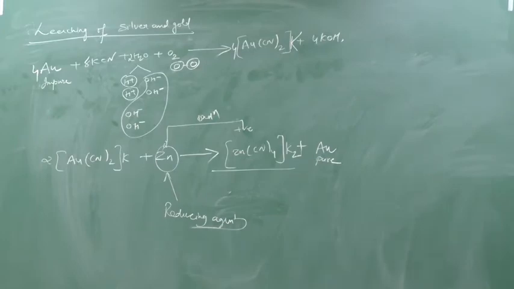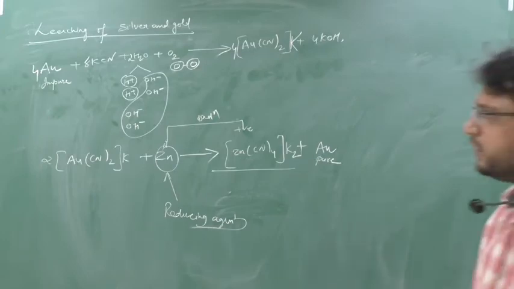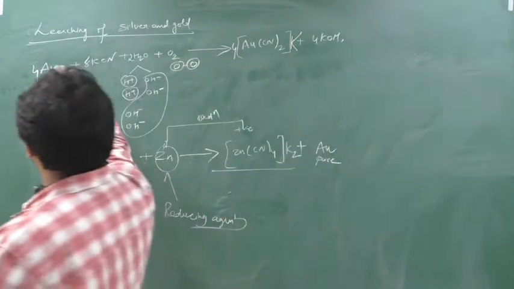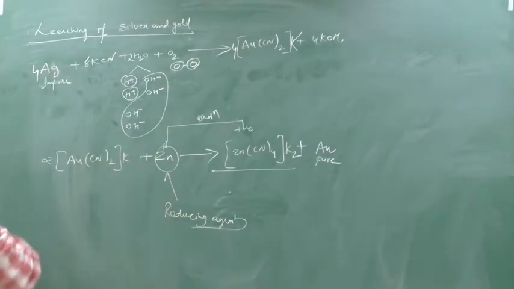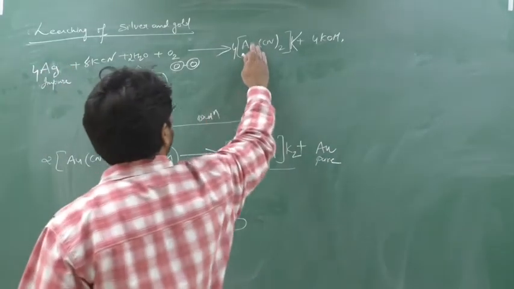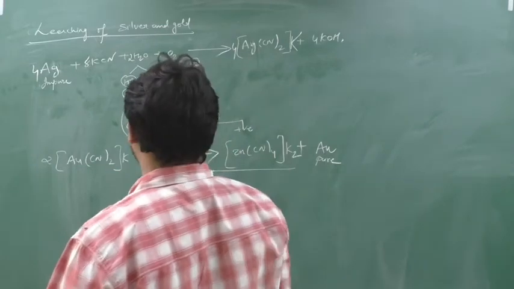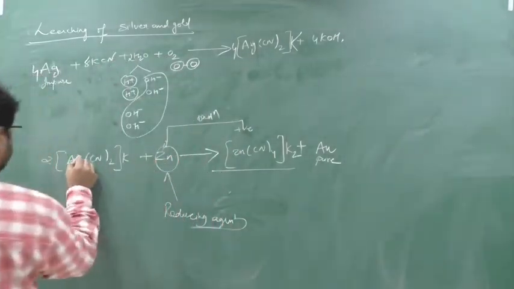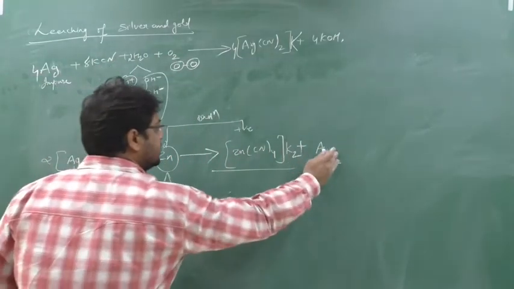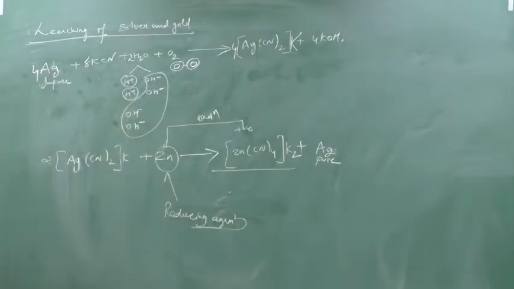Clear? And I have told another reaction of silver also. That also you can write, and this way also you can write. Here instead of Au, I write down Ag, which is impure. So here Au, Ag will come. Then here Au, Ag will come. Here Au, Ag will come. So in this way I can purify the silver also. So this was the reaction for silver and gold leaching process to purify the silver and gold.